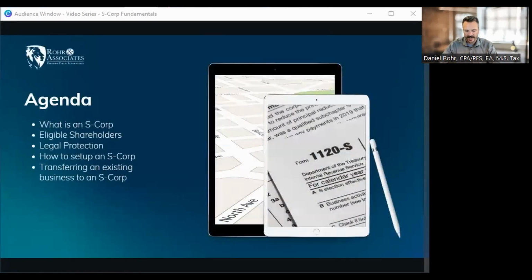Our agenda for today is to start with defining what an S-Corp is, who can be a shareholder of an S corporation. We'll talk briefly on the legal protection that the S-Corp provides, and then we will go into how to set up an S corporation and transferring an existing business to an S corporation.